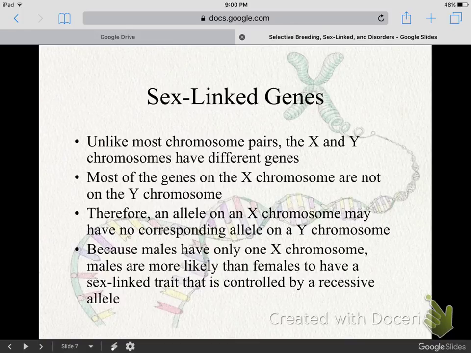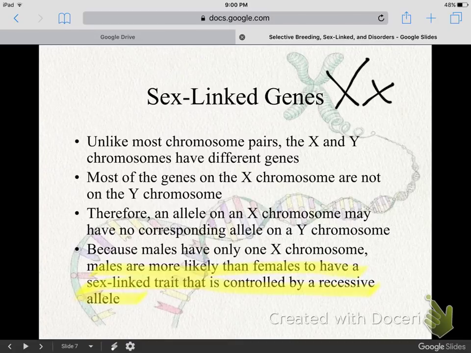So, unlike most chromosome pairs, the X and Y chromosomes have different genes on them. Okay? Most of the time chromosome pairs code for the same genes, but X and Y are different. Most of the genes on the X chromosome are not actually on the Y chromosome. Therefore, an allele on the X chromosome may not have a corresponding allele that matches up with it on the Y chromosome. Now, because males only have one X chromosome, like I just told you on the last slide, males are more likely than females to have a sex-linked trait that's controlled by a recessive allele. So I'm going to show you again. If this little X right here is the one carrying the recessive allele that's causing this problem, well, guess what?